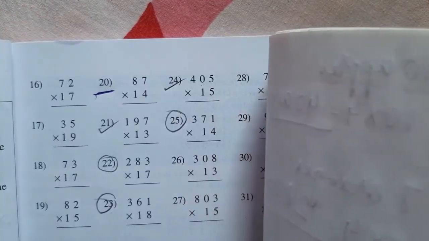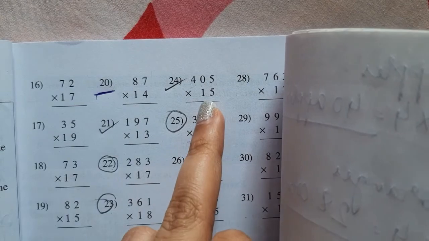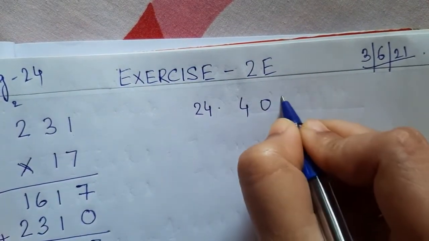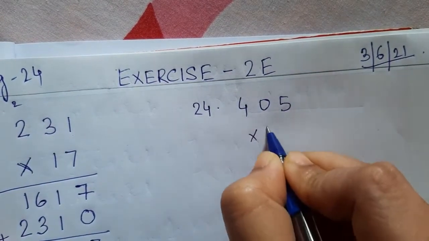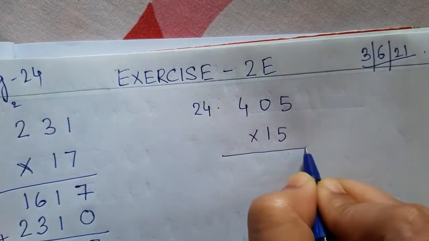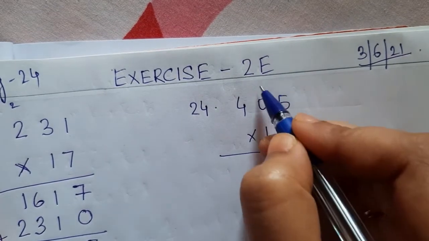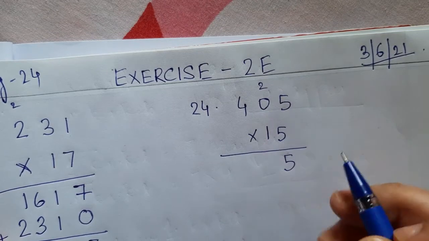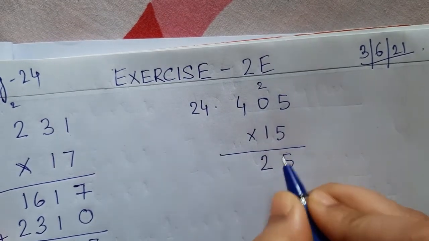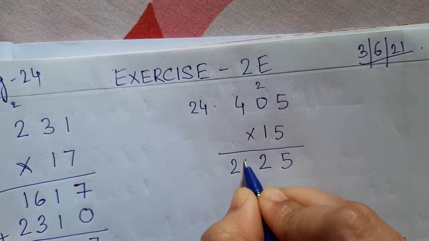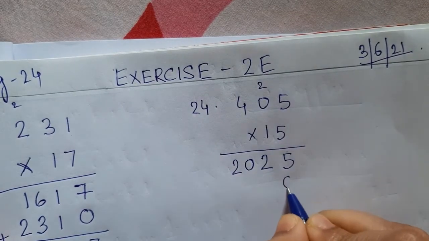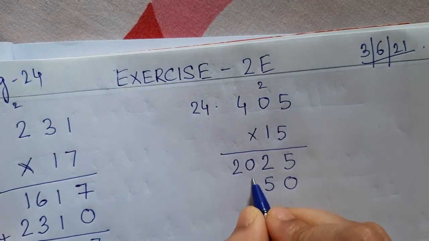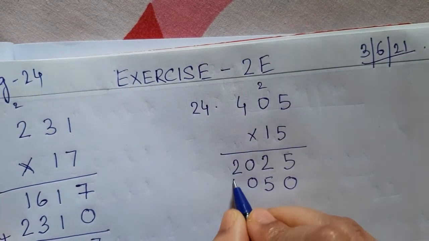Now what is the question? 405 multiplied by 15. Okay, 5 fives are 25. 5 zeros are 0. 0 plus 2 is 2. 5 fours are 20. Done. 0 here. 1 fives are 5. 1 zeros are 0. We put 0 here, and 1 fours are 4.